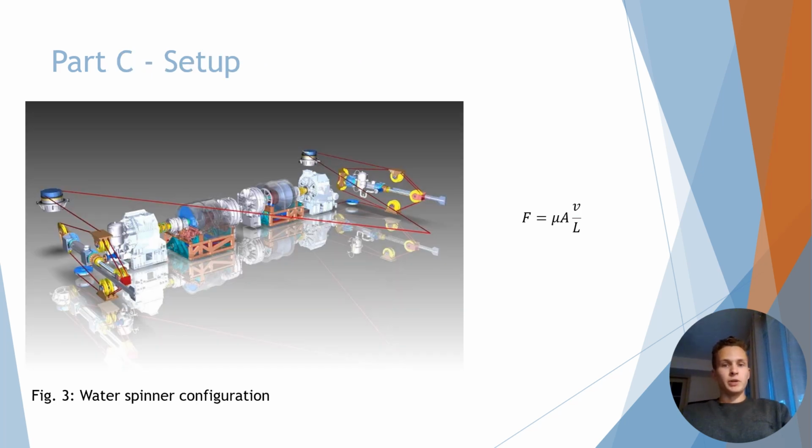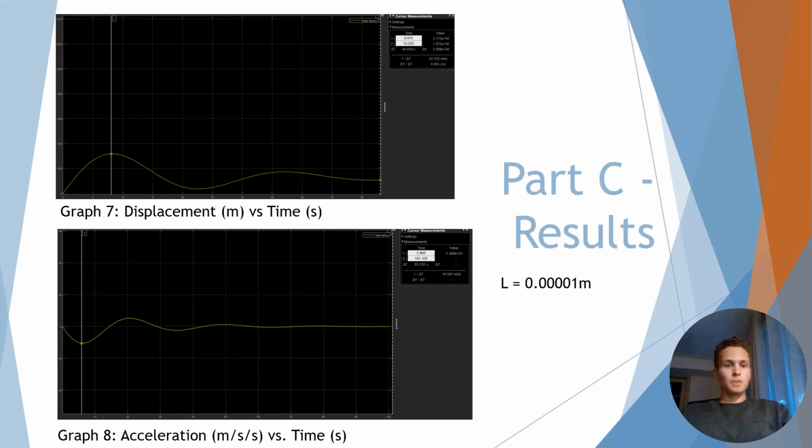Part C differs from A and B because the damping is able to be manipulated by using water spinners. The distance between the surfaces of the spinner impacts how fast energy is removed from the system. Otherwise, the setup remains the same. The formula on the right represents the force generated by the spinners.